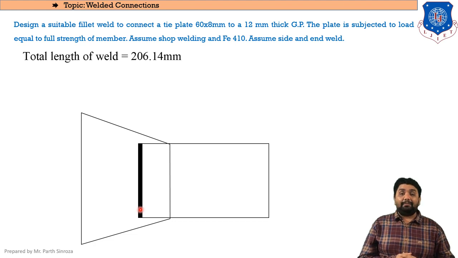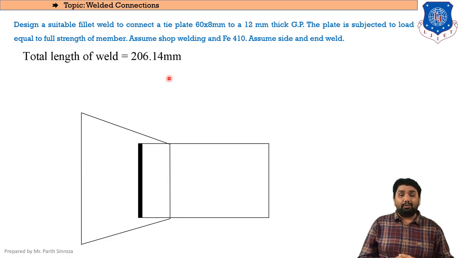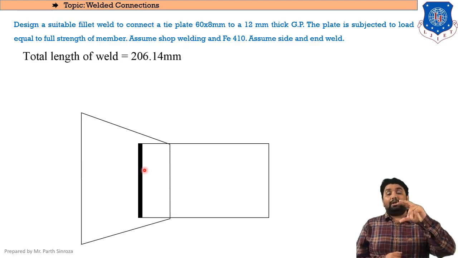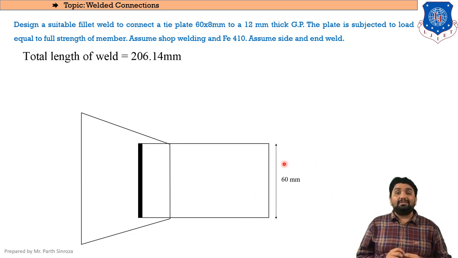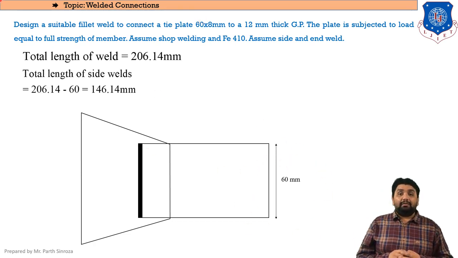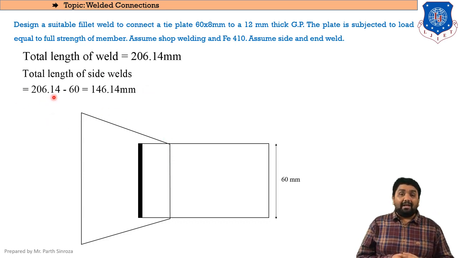The only change is that we need to accommodate this height. That means this height is to be completely covered by weld. As we know, the total length of weld is 206.14, and the height to be filled by weld is 60 mm. Why so? Because the width of the plate is given in the question. As we are doing end welds, it is mandatory to provide weld at the ends, and the length of the end will be the width of the plate, which is 60. So the total length was 206.14, and we have to mandatorily provide the end, that is 60, so the remaining length will be 146.14 mm.